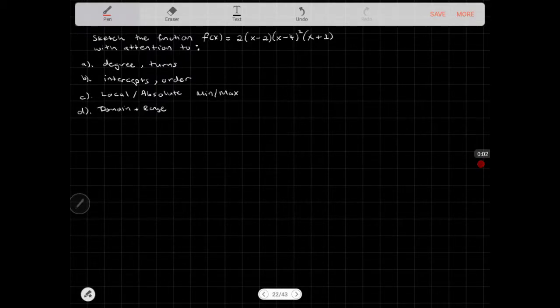Alright, let's sketch the function f(x) = 2(x - 2)(x - 4)^2(x + 1), with attention to degree, terms, intercepts, order, local and absolute minimum and maximum, and domain and range.